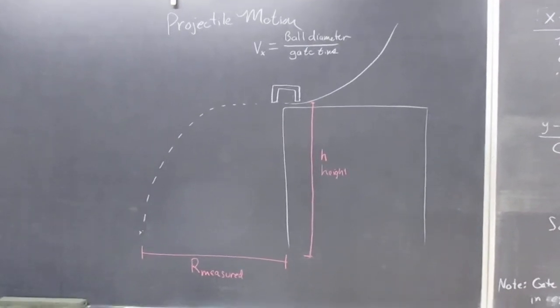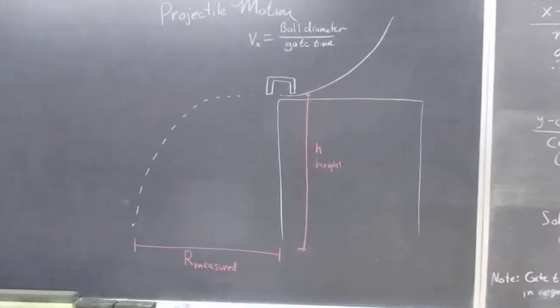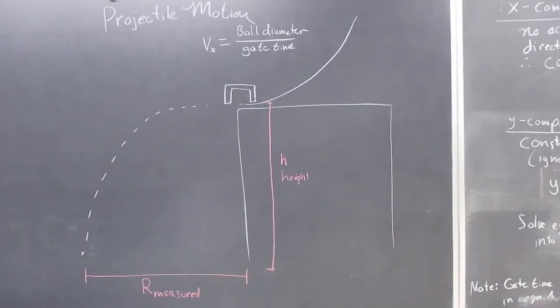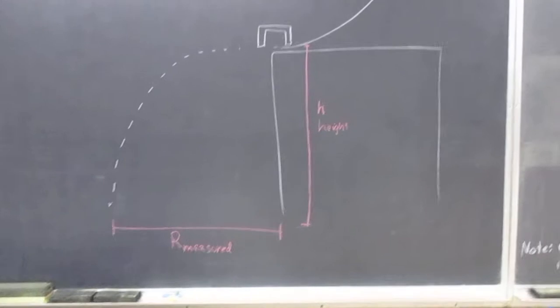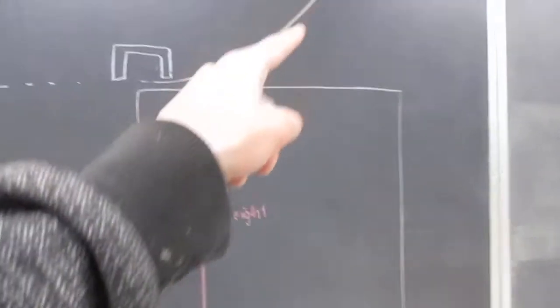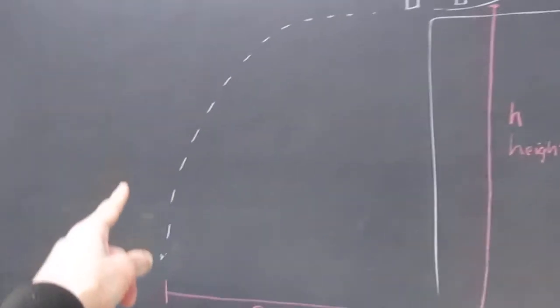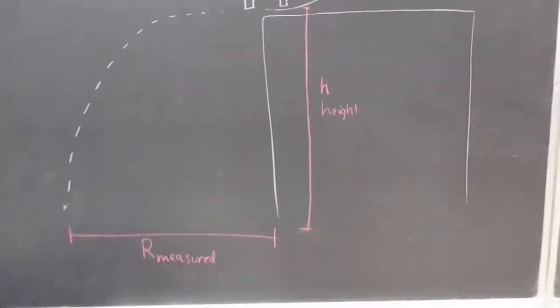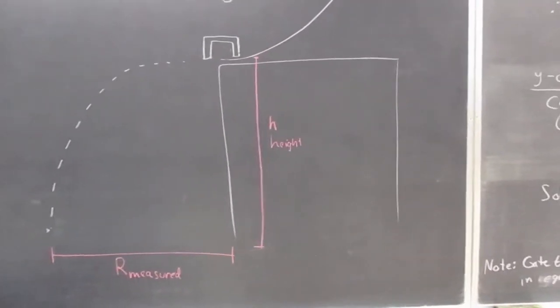Okay, so this is the projectile motion experiment. In this experiment, our goal is to measure the horizontal range as a ball rolls off a ramp, flies through the air, and lands on the floor. So our goal is to measure the horizontal range and compare it to a predicted value that we are going to get.